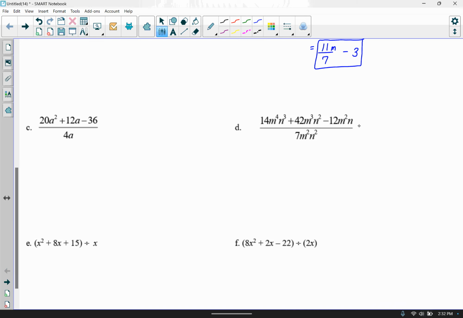All right, let's move on down to D. So again, everything up top is being divided by the 7m squared n squared. Again, I'm going to burn a step and show that. Everything's being divided by the 7m squared n squared.